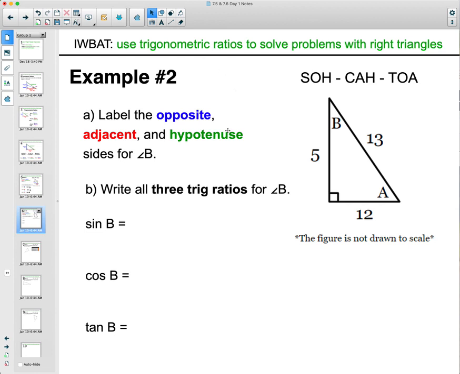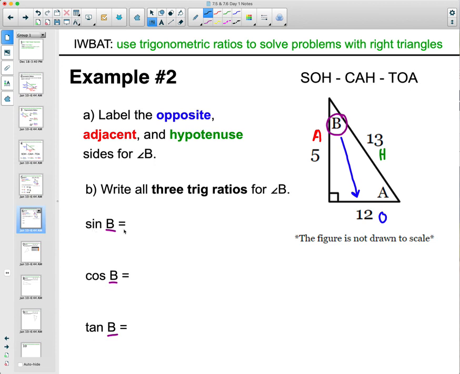Okay, example 2. So again, label the sides. Example 2 wants us to be labeling opposite and adjacent for angle B, because now all of these are going to be using angle B. So find angle B in your diagram, and then label the sides accordingly. Always across from the 90 is the hypotenuse. Across from the angle is the opposite. Next to the angle is the adjacent.